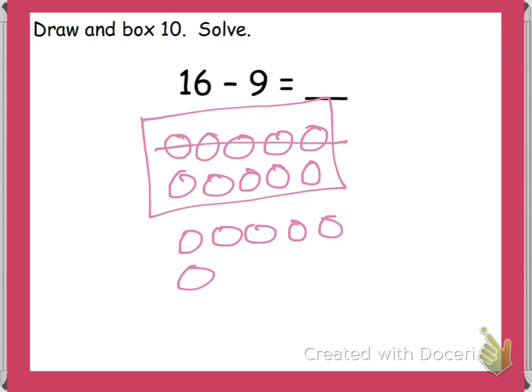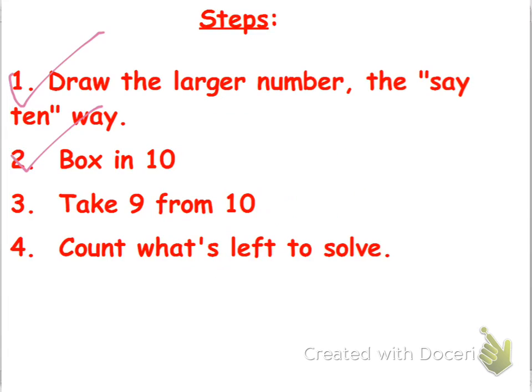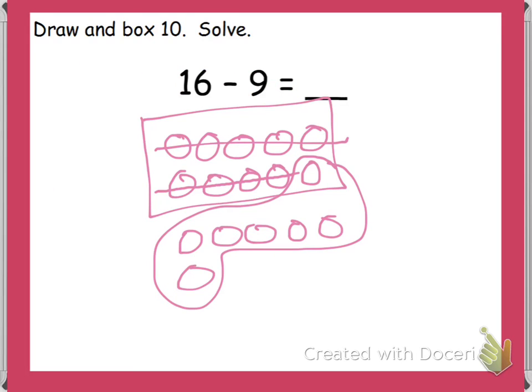So we know this is 5 because you know 5 group rows, so it's 5, 6, 7, 8, 9. Circle what's left. So we took it away. Now let's count on what's left. 1, 2, 3, 4, 5, 6, 7. So 16 minus 9 equals 7.